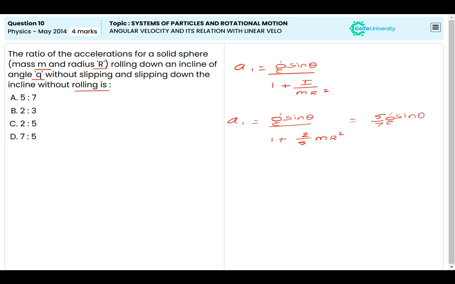Then a1 by a2 is equal to 5 by 7 is the ratio. Then option A is the right answer.